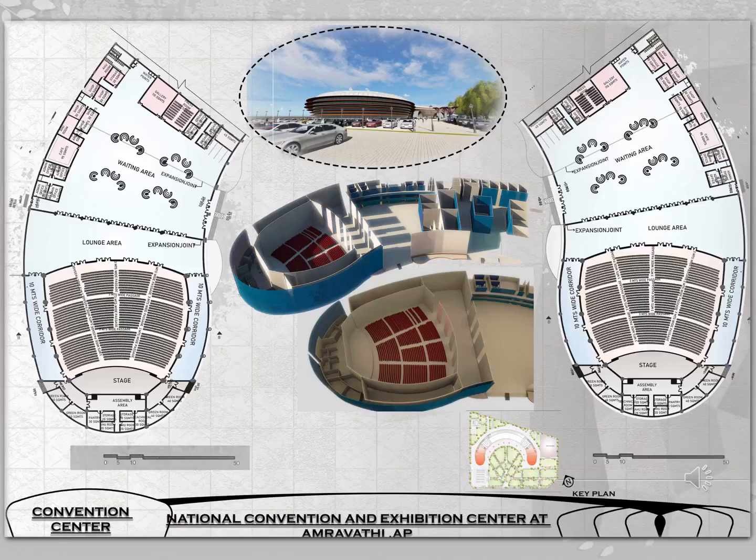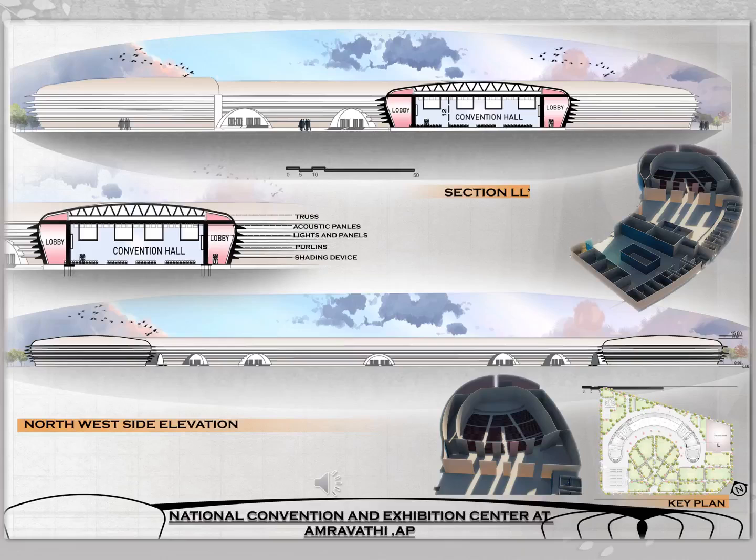This slide shows a section through the convention hall, which thereby shows the total height as 12 meters. It also shows the structural system, that is the truss. It also shows the acoustic panels and the light panels and their locations. It also shows the walling system, that is purlins and GRCs, with the shading system, that are the shading devices. It also shows the northwest side elevation with some 3D views of the convention hall.